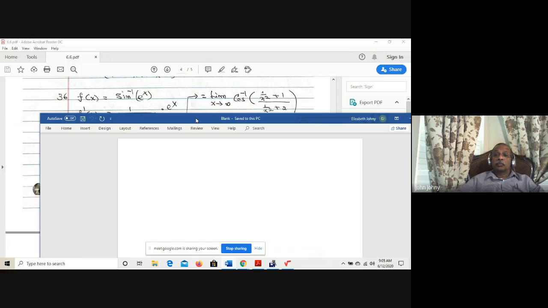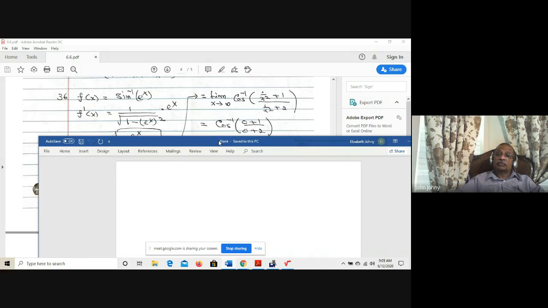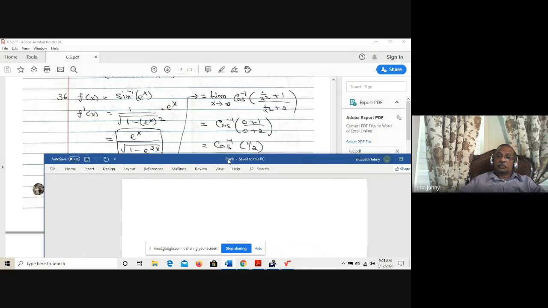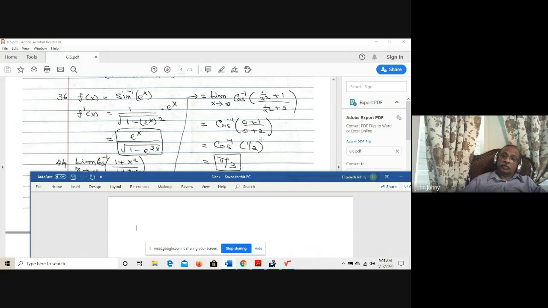And now that becomes the limit as x approaches infinity of cos inverse of (1 over x squared plus 1), because x squared over x squared is 1, divided by (1 over x squared plus 2). When you substitute x equal to infinity, you get 1 over infinity, which is 0. So 1 over x squared is 0. This also is 0. So that is cos inverse of (0 plus 1) over (0 plus 2), which is cos inverse of 1 half. And cos inverse of 1 half is pi over 3. Again, for the test, you may use a unit circle. If you look at the unit circle, cosine of pi over 3 is 1 half. Therefore, cos inverse of 1 half is pi over 3.